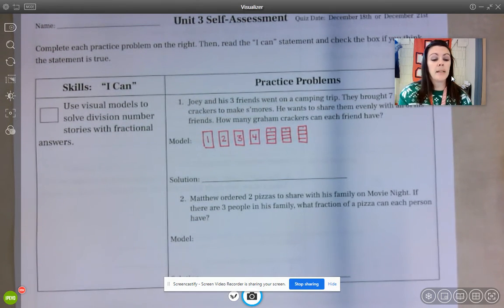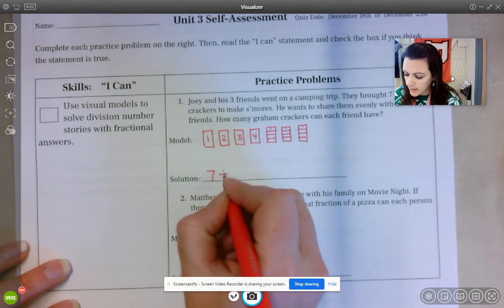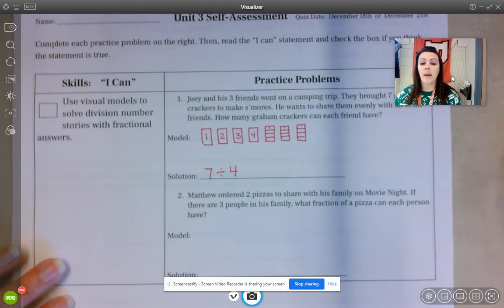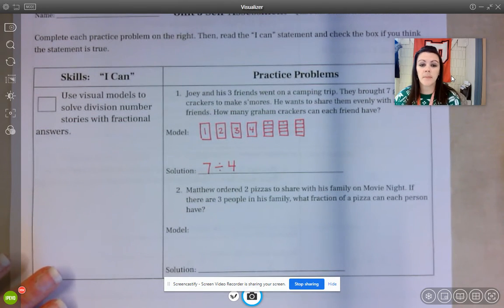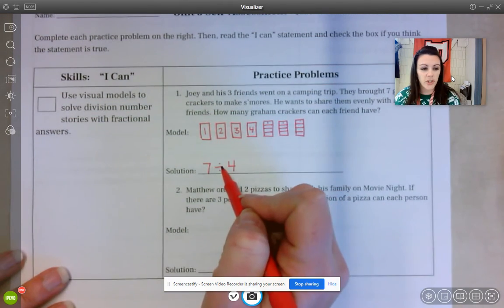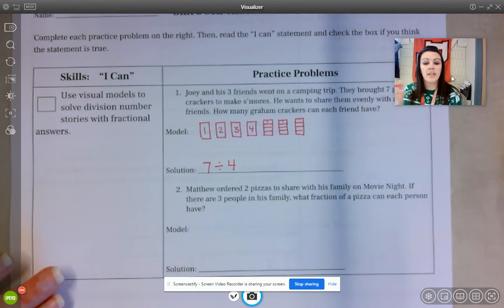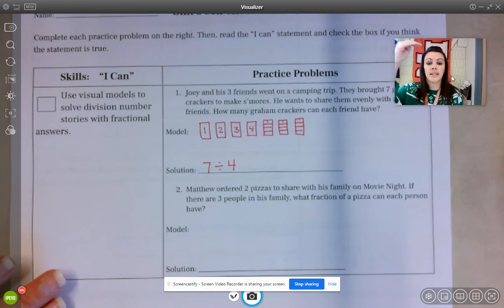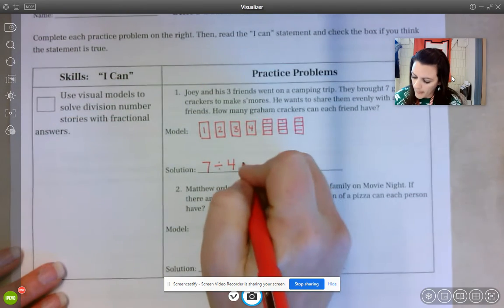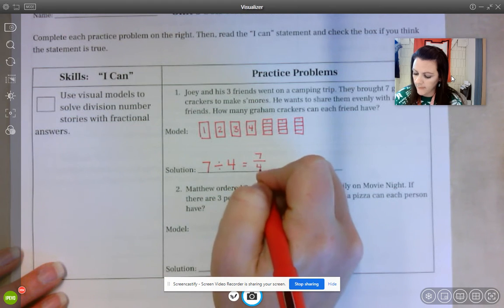I want to think about my solution. I want to think about what my division problem is here. What is it that I'm dividing? I'm dividing crackers by the people. It's what I have divided by who I'm sharing with. So I have 7 crackers divided by 4 friends. Remember that division problems are just waiting to be turned into fractions. That division symbol is waiting for a numerator and it's waiting for a denominator. So 7 divided by 4 is really just 7 over 4. Now that's an improper fraction, 7/4.